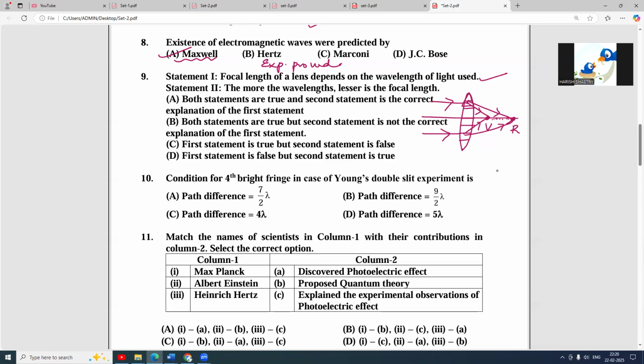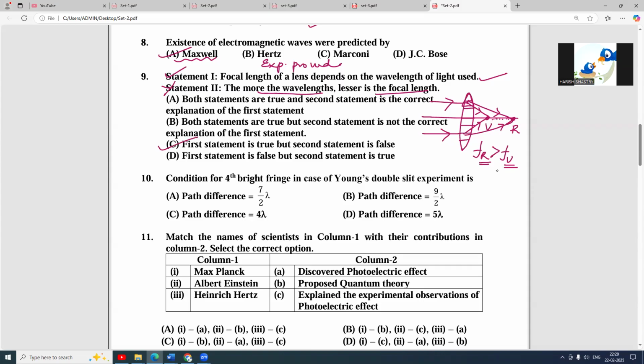Among them, the focal length of the lens with respect to red color will be greater than the focal length of the same lens with respect to violet color. So the first sentence is correct. It depends on wavelength. More the wavelength, lesser the focal length. That is wrong. For red color, more wavelength, we have more focal length. For less wavelength, violet color, we have less focal length. So the second one is wrong. This is correct. This is wrong. Statement 1 is true, but statement 2 is false.